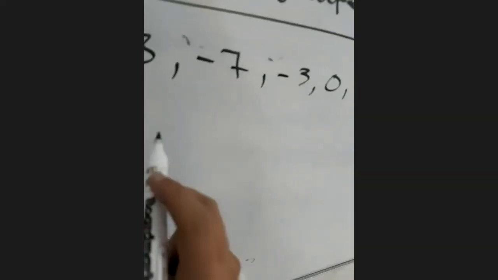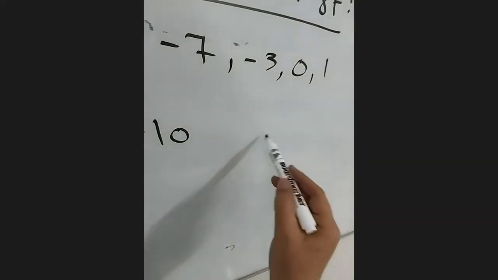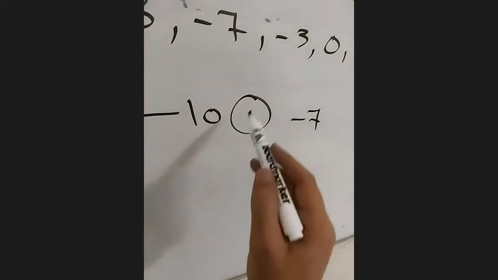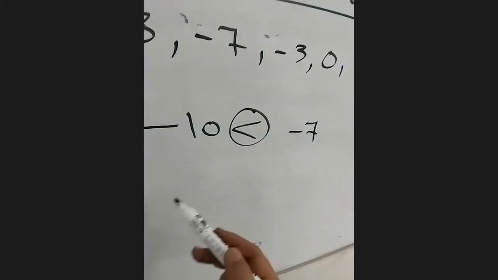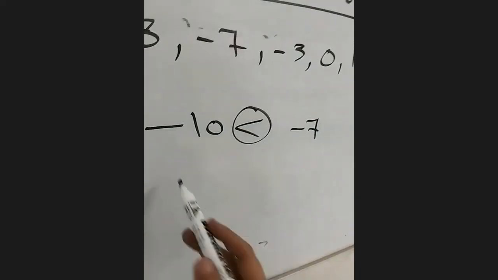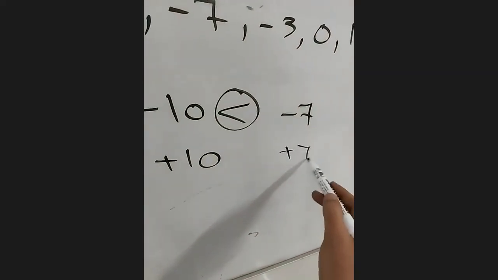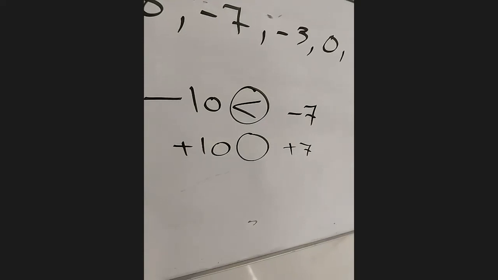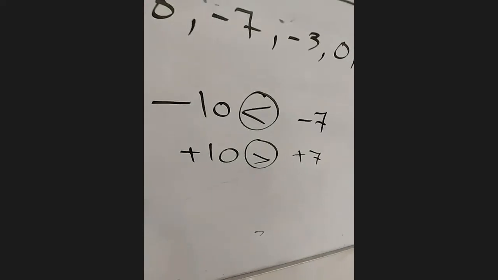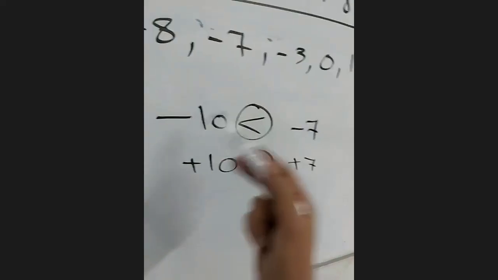Now look at me here. What is the best for you, to lose 10 riyal or to lose 7 riyal? To lose 7. So negative 7 is bigger, right? Yes. But what is the best for you, to gain 10 riyal or to gain 7 riyal? 10. So in the positives, we compare normally. But in the negatives, we look at the negatives. The negative 7 here is bigger than negative 10.